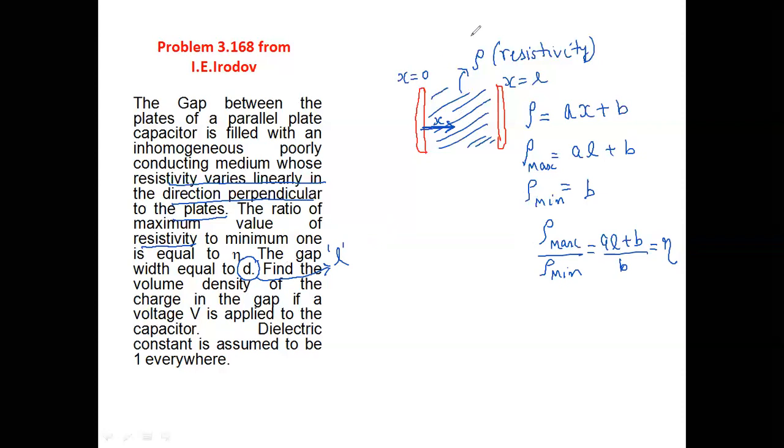Now, again, this capacitor is connected to some voltage, which means a potential difference is applied here. So if you apply a potential difference, there will be some electric field now. You will obtain some electric field here. But we have to find out the density of charge in the gap, the space between the two plates.